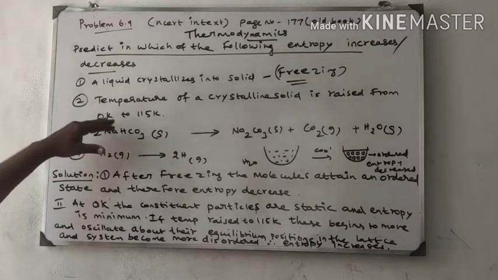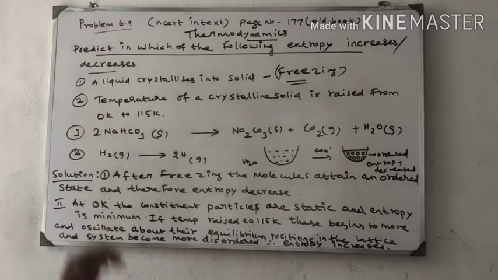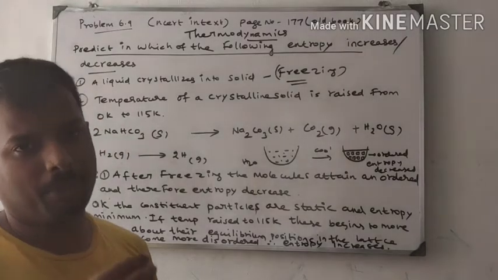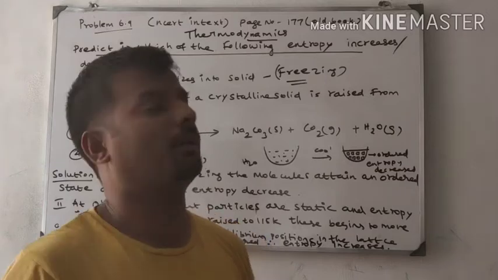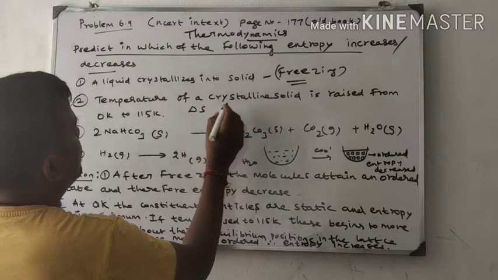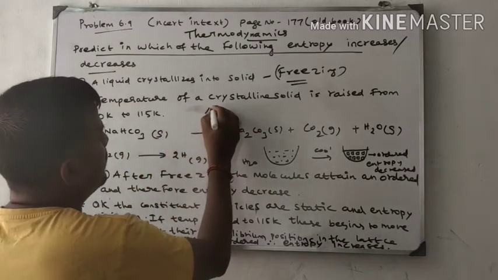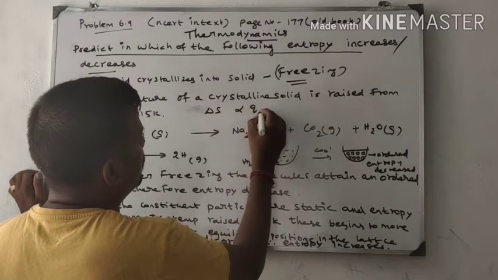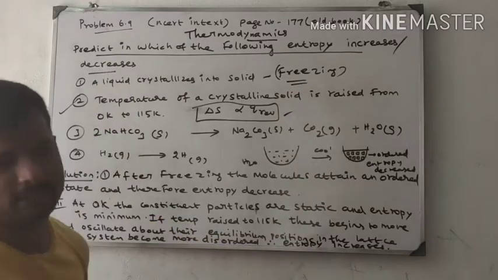Second question, the temperature of a crystalline solid is raised from 0 to 150 Kelvin. See, if the temperature rises, what happens? I am talking about low temperature to high temperature. This also I have explained. Delta S is directly proportional to Q reversible, the amount of heat. Temperature in the sense of heat. So the amount of heat increases.